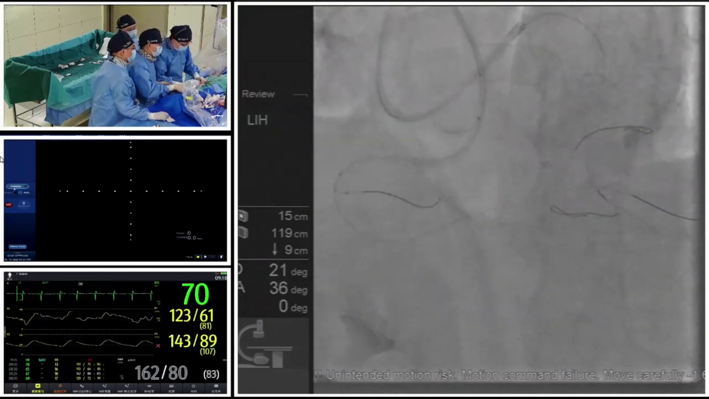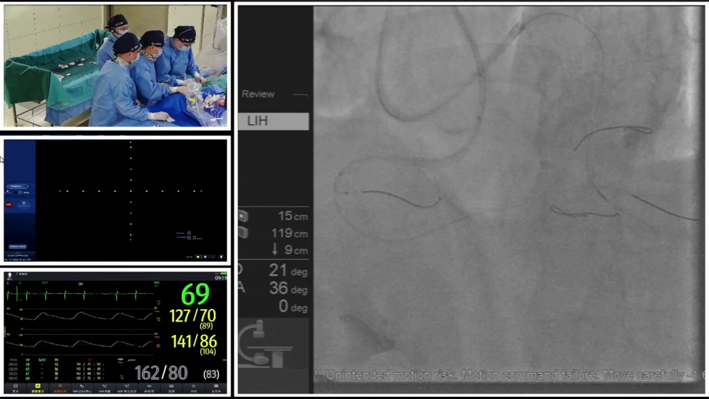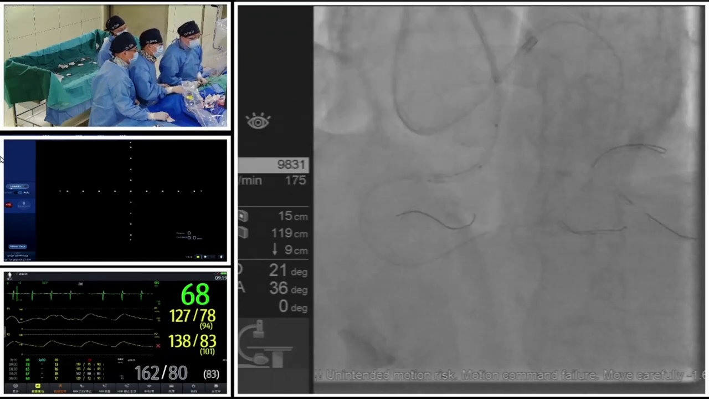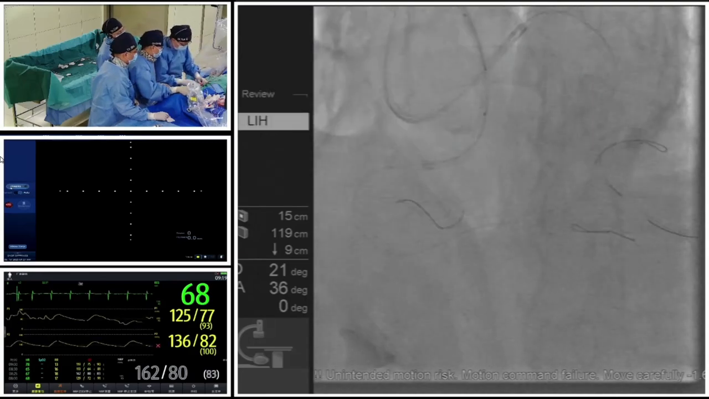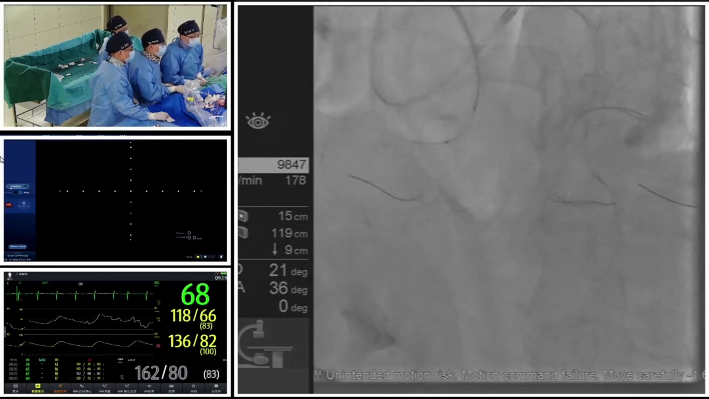So actually like Professor Lee introduced, there is some resistance here, I think we saw a little bit. I already used the scoring balloon to dilate the fibrotic cap. So one thing we should pay attention to is sometimes the rotation of the wires.